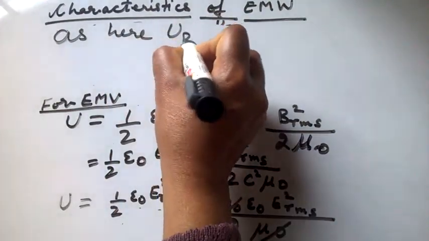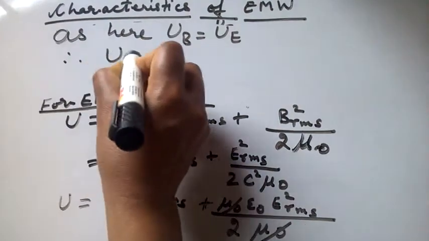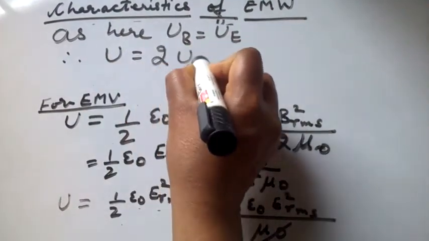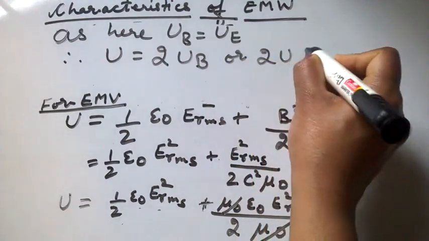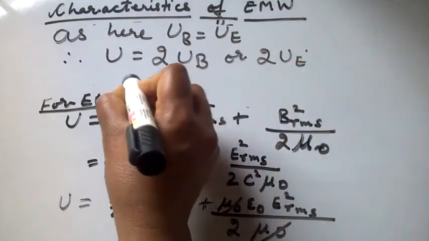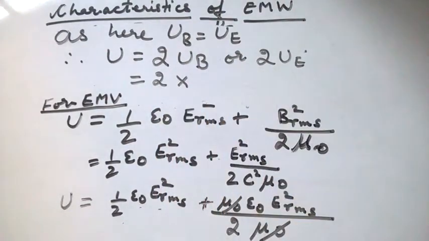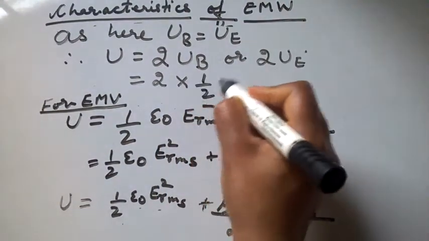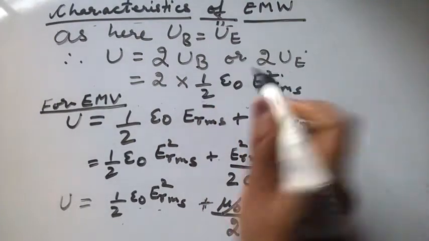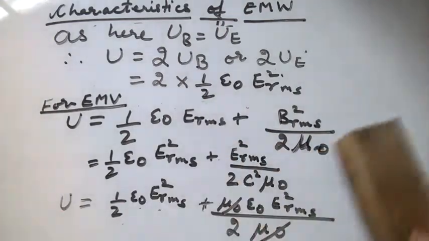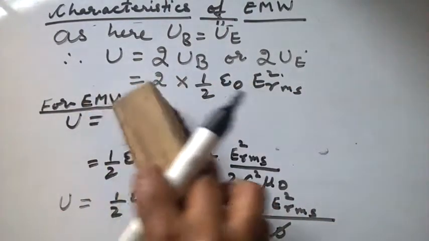UB is equal to UE, therefore U is equal to 2UB or 2UE. Thus we can write 2 into the value half of epsilon naught ERMS square, that is equal to epsilon naught ERMS square, equal to U.